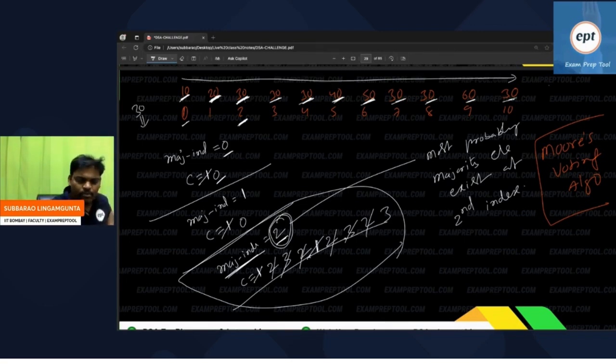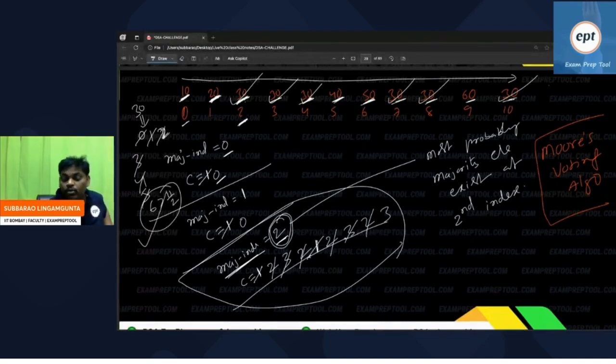Let's count. Right? Till now 0. 30 came one time. 30 came two times. 30 came three times. 30 came four times. 30 came five times. 30 came six times. 6 is greater than 11 by 2. So it's a majority element.